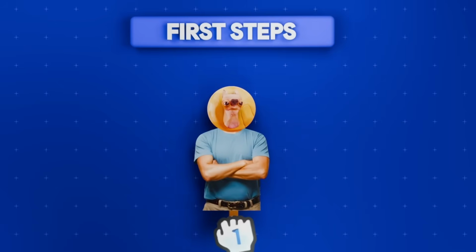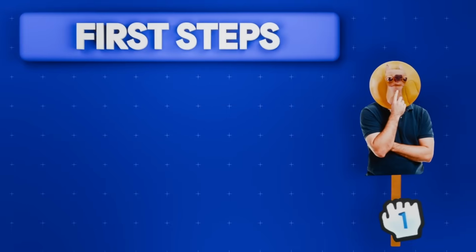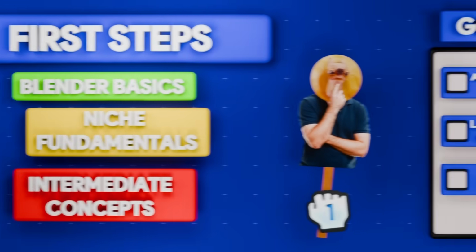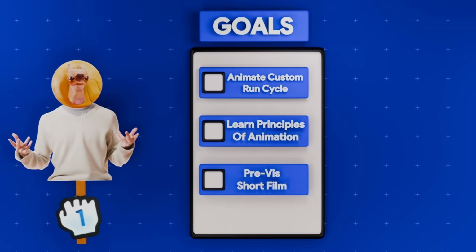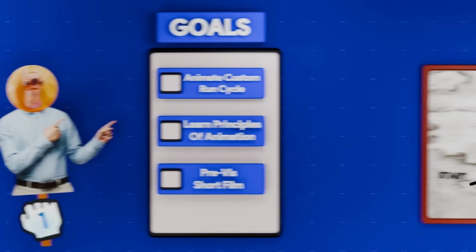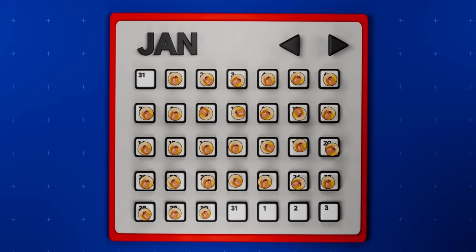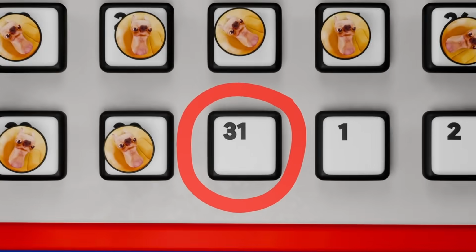For this stage, since it is all about first steps with Blender, I'd spend some time doing the absolute fundamentals, preferably in this order: Blender basics, niche fundamentals, intermediate concepts. And after about a week of initial Blender experience, I'd look at my goals and see if my path needs to be adjusted. Every week following that, I'd do it again. And around this point in the process, your path should be really solid, which means we're ready to learn the next concept in the blueprint. And that is Step 3, side quests.